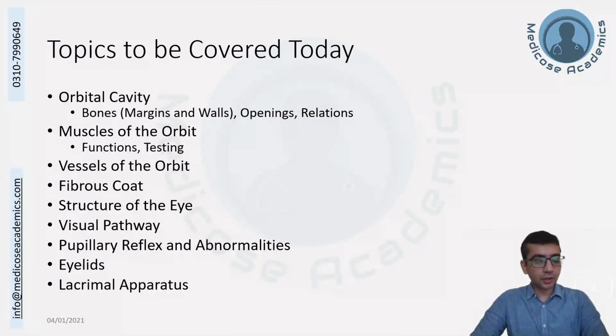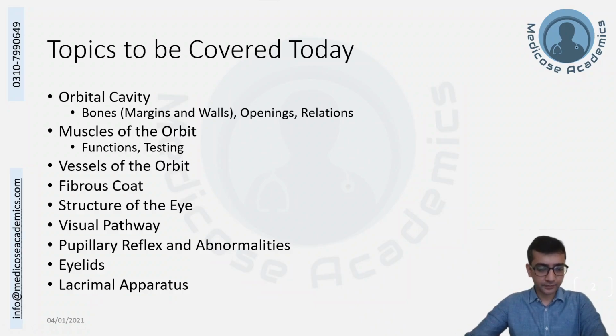Today, the contents of our lecture are going to be the orbital cavity itself, the bony socket. We will discuss the bones forming the margins of the orbital cavity in the front, making the walls of the orbital cavity, the openings that are present in them, and the overall relations of the orbital cavity to the nearby cavities. Then we'll discuss the muscles, what are its functions, how they are attached, what are their nerve supply, along which axis do they move, and how do we test them.